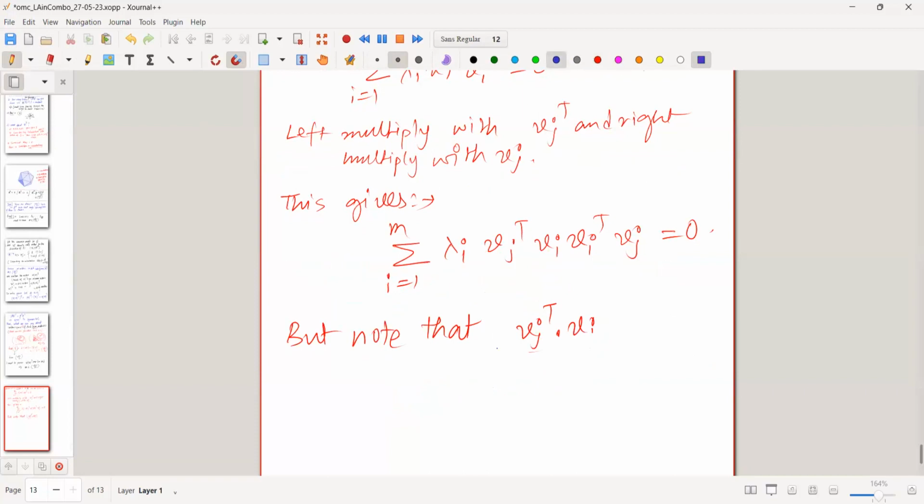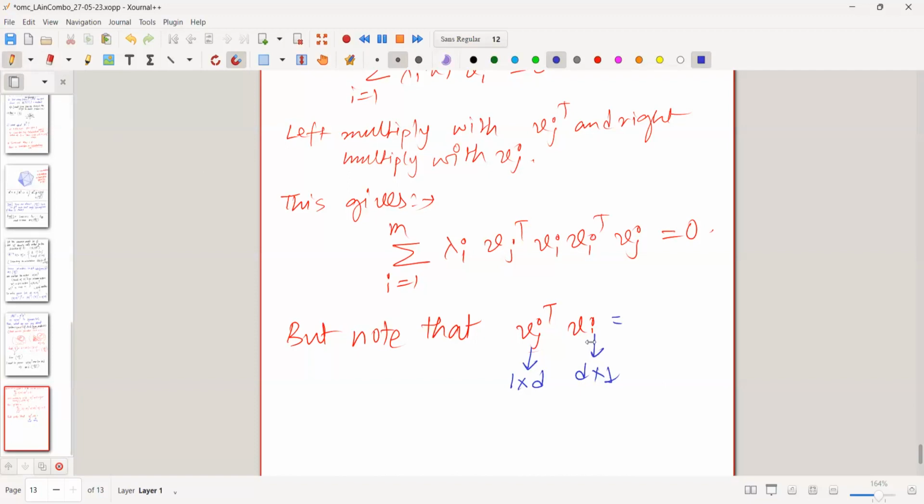So first of all, I know that this is a 1 cross d matrix, right? And this is a d cross 1 matrix. So what can you say about the order of vj transpose vi?